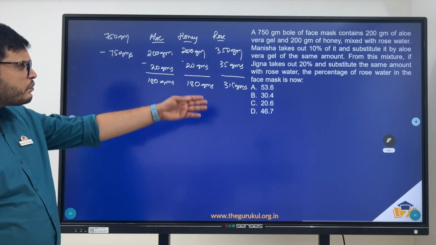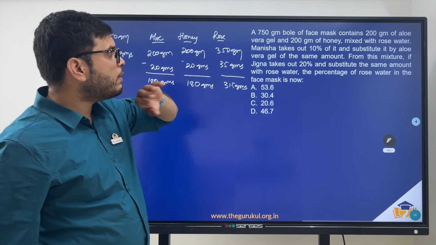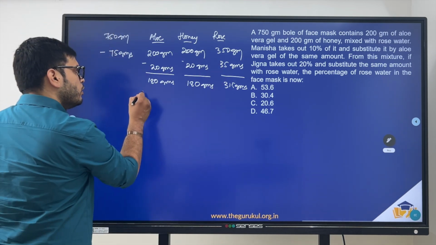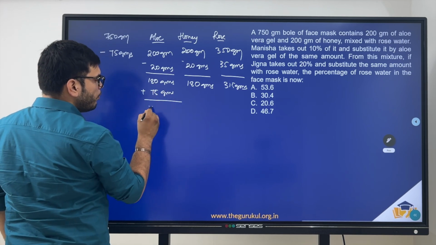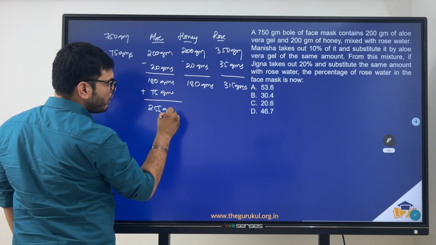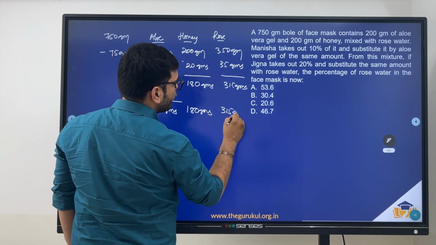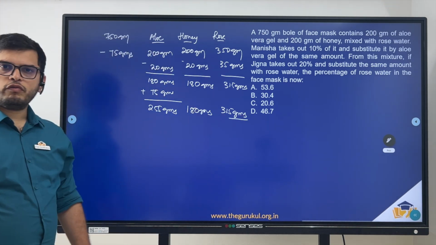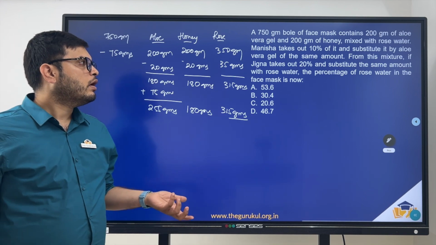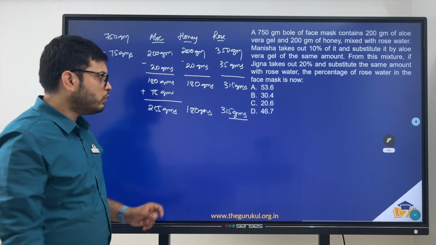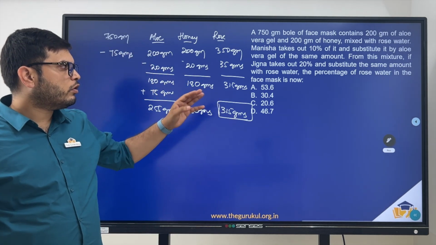Now what happened? Manisha takes out 10% of it and substitutes it by aloe vera gel, right? So 75 grams aloe vera gel was added. So you'll be having 255 grams of aloe vera gel, 180 grams of honey, and 315 grams of rose water, right? Then what? From this mixture, if Jigna takes out 20% and substitutes the same amount with rose water, right? So we are asked to find the percentage of rose water in the face mask.